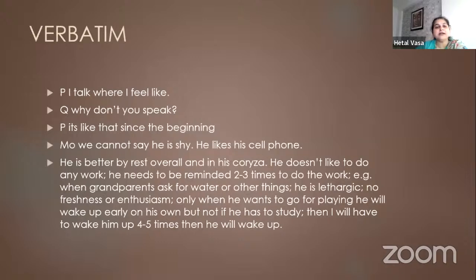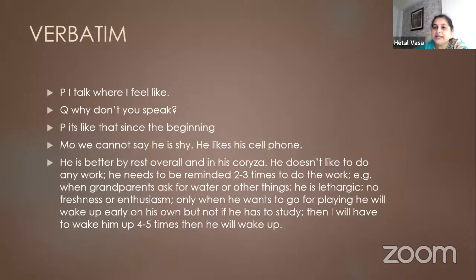Why don't you speak? I asked him. It's like that since the beginning, no specific reason. It's like that. I'm like that only. Main aisa hi hu. So mother says we cannot say he's shy. He likes his cell phone a lot. So maybe on the social media, he's very active. So he is better by rest overall.